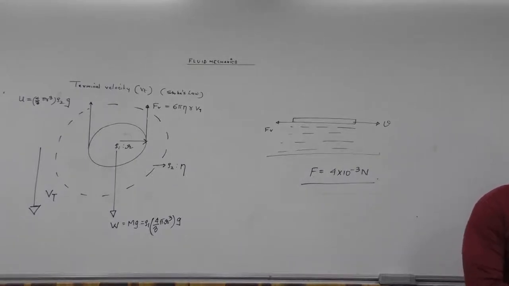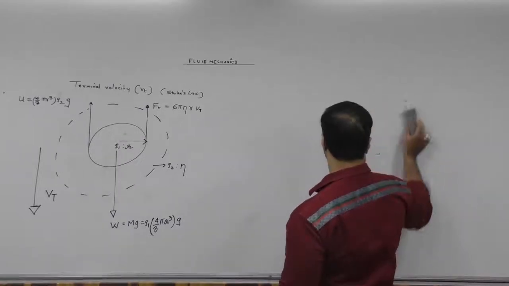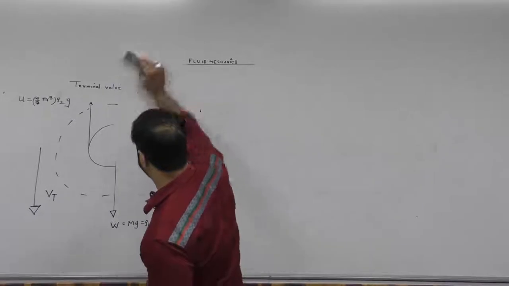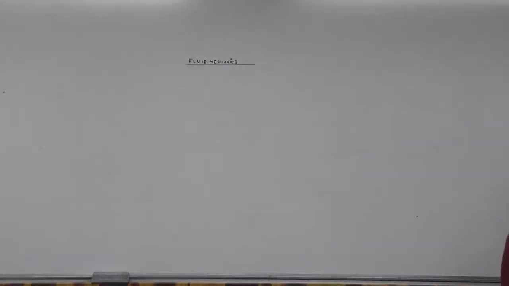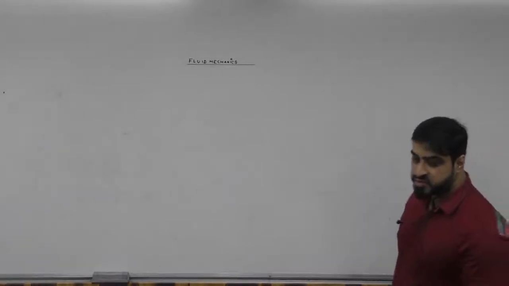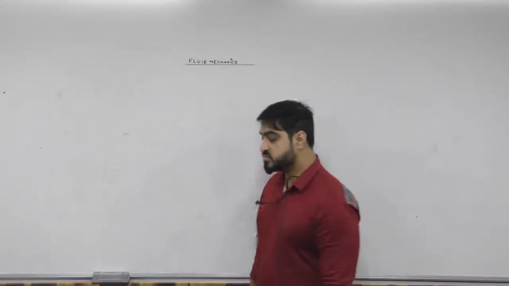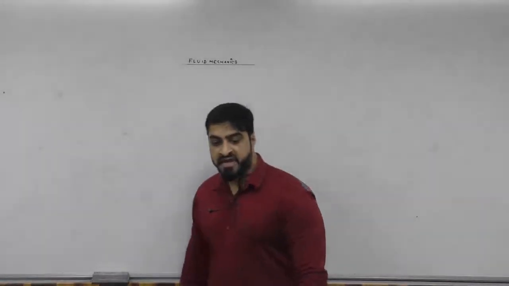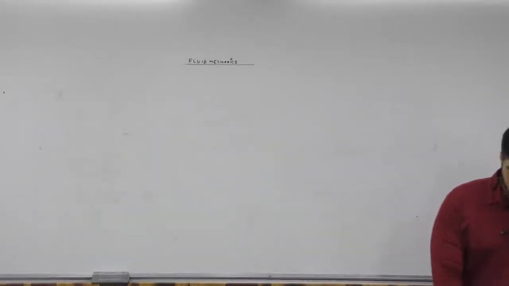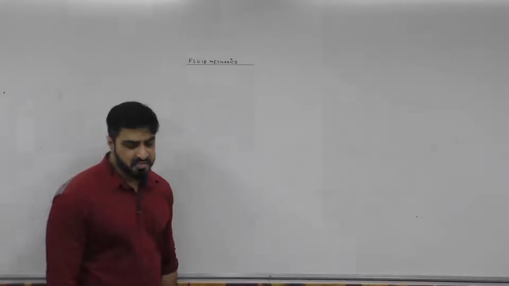Two spherical raindrops of equal size are falling vertically with a terminal velocity of 1 meter per second. Okay? What will be the terminal velocity if these two drops combine to form a large single drop? Think, one minute, you should get the answer.